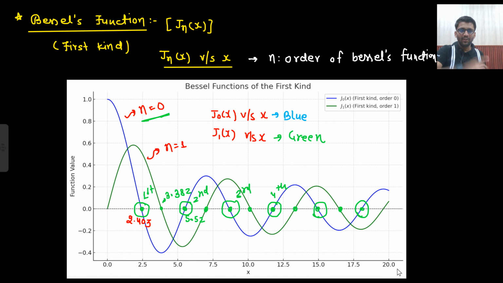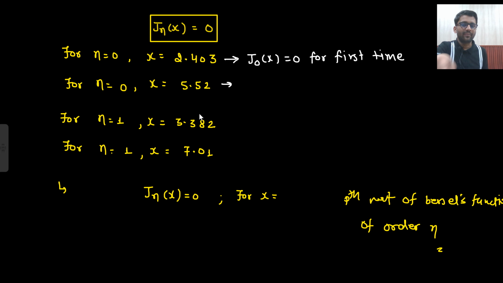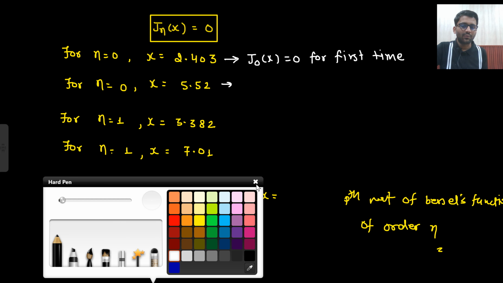Are you getting this point? For n equals 0, the Bessel's function is becoming 0 for the first time at 2.403. It is becoming 0 for the second time at 5.52. It is becoming 0 for the third time at something about 9. Some value would be there that we don't care about. So are you getting this point, what we are doing here? And why we are doing so, you will understand. Do not worry about it. So at 5.52, it is becoming 0 for the second time. So J0(x) equals 0 for the second time.